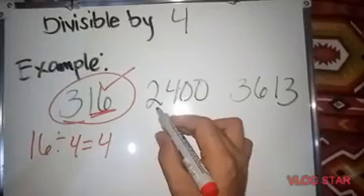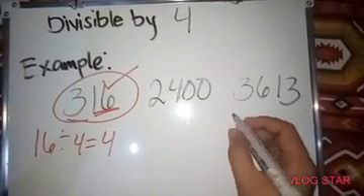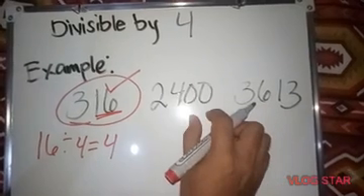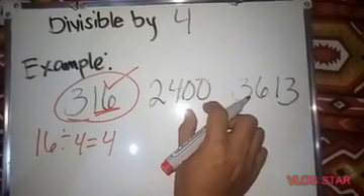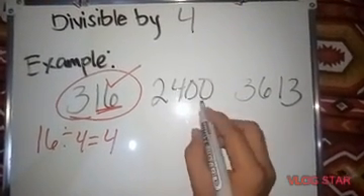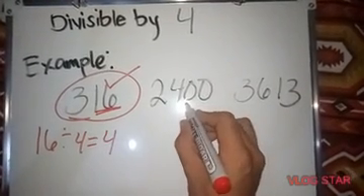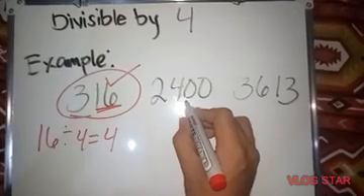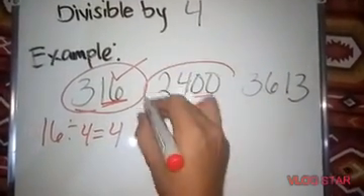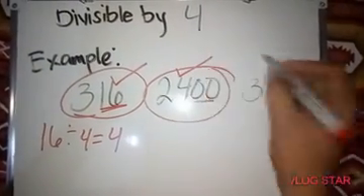Next, 2400. If you see a number that ends with 2 zeros, meaning to say it is divisible by 4. So since 2400 ends with 2 zeros, this is divisible by 4.